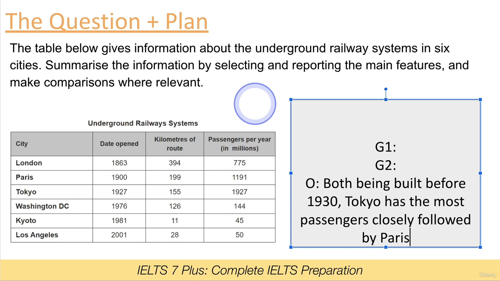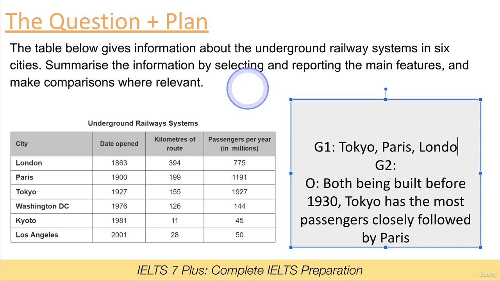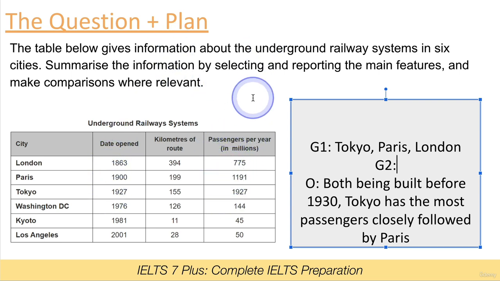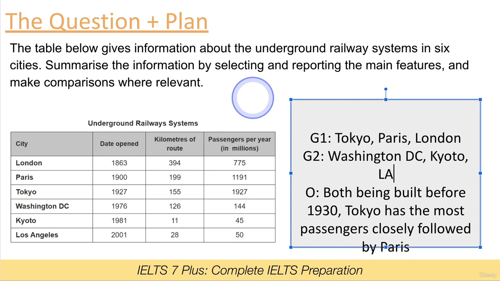So perhaps then we could do our groups based on passengers. So we could go Tokyo, Paris, and then London. And this just happens to be the first 3 cities, which have the biggest passengers. And then we have Washington, D.C., Kyoto, and LA for short. There we go.